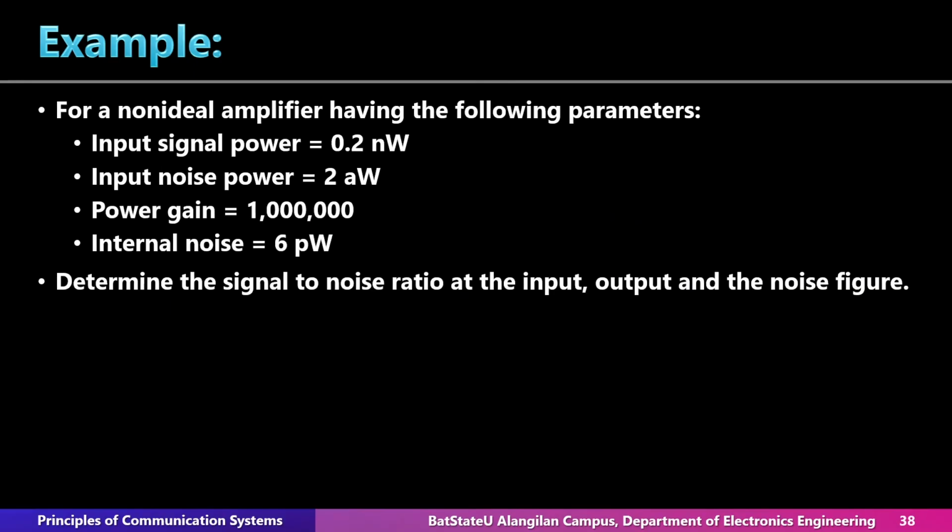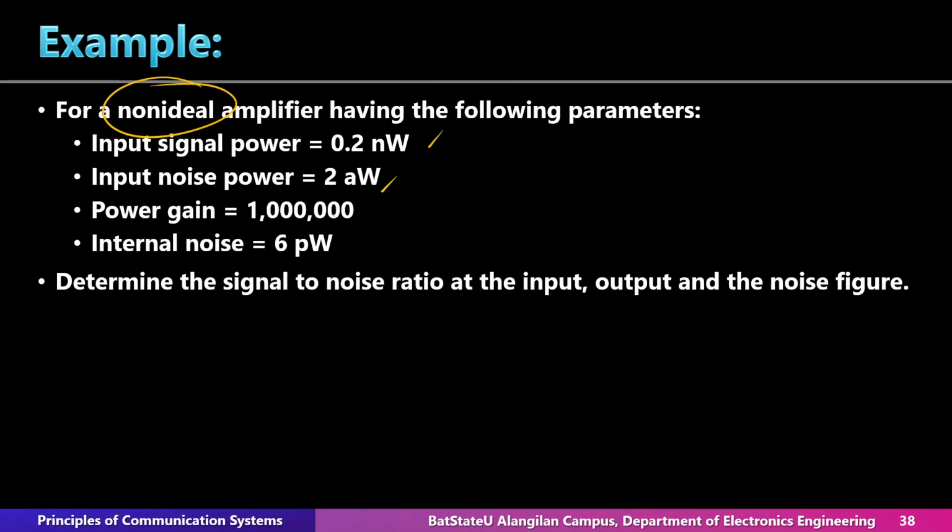Okay? Next example. For a non-ideal amplifier having the following parameters. So the amplifier is non-ideal, which means it adds noise. Look, the input power is 0.2 nanowatts, very small. The input noise power is even smaller, 2 aW. What is aW? Attowatt, which is 10 to the negative 18. Super tiny.